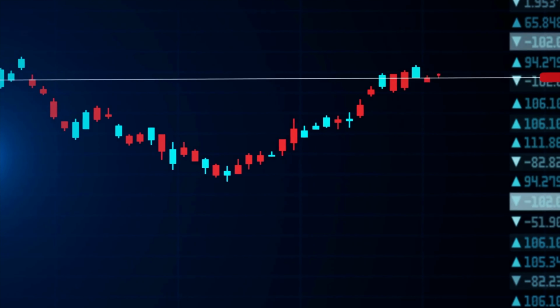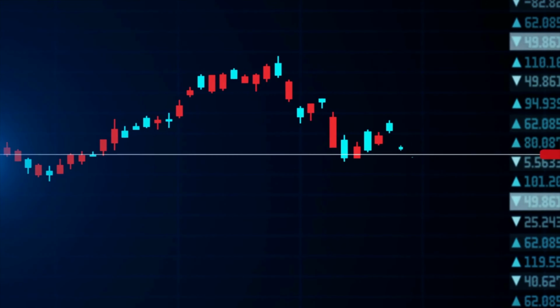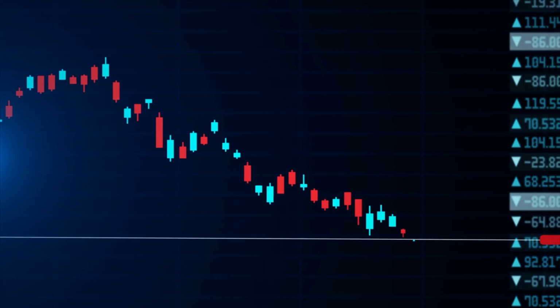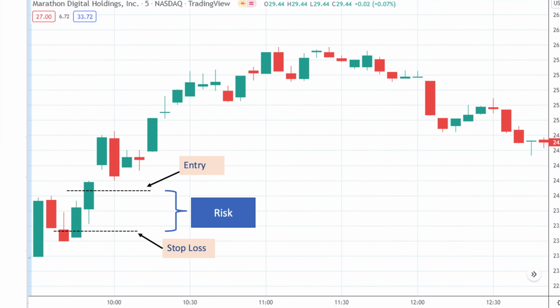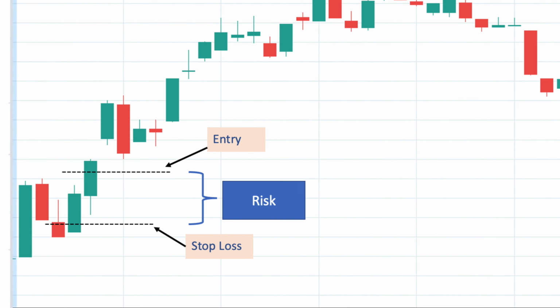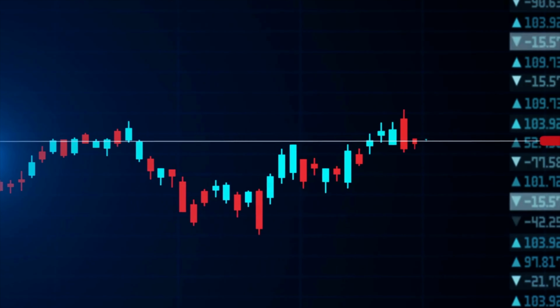Stop loss. In active trading, day trading, or swing trading, it is an absolute must to have a stop loss in place when you enter a trade. It defines the maximum loss you would undertake in that trade if it were to go against you.